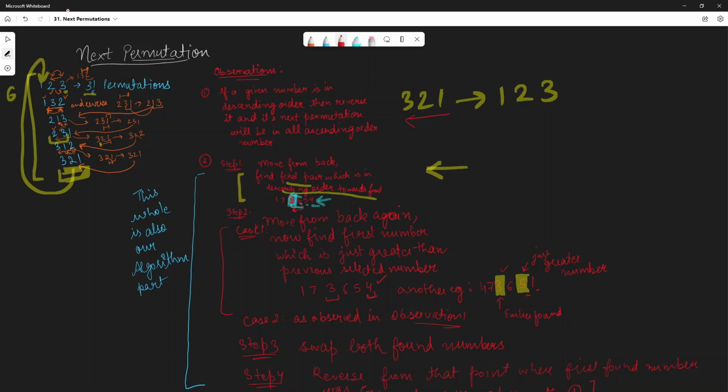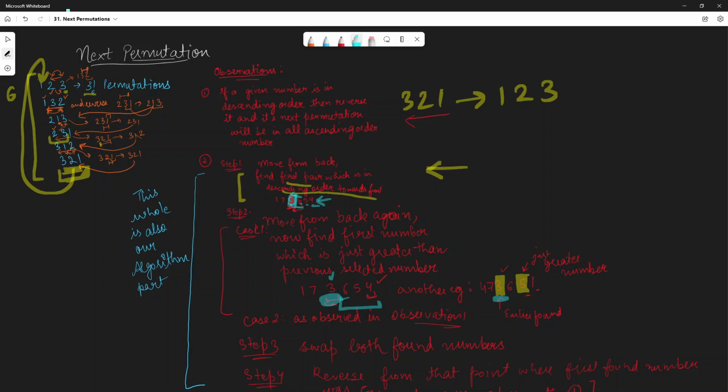So these two cases arise. And after this, we will swap both of the found numbers, for this case 1. And then in step 4, we are required to reverse from the point where the first found number was, that is this 3. From there to the end, we are required to reverse all the numbers. That is the thing which we would be doing.